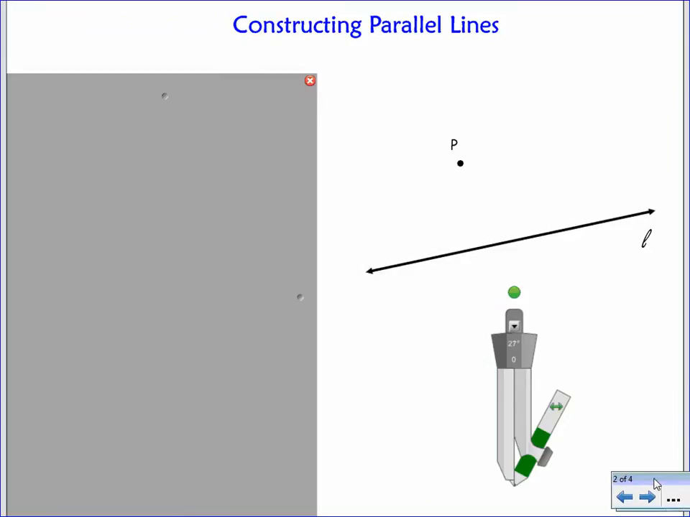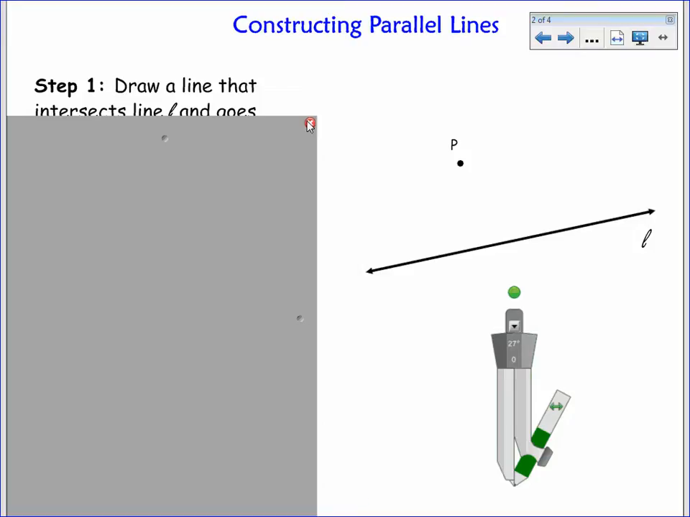So the trick to creating parallel lines is using the theorem or postulate that we had earlier, that when you have congruent corresponding angles, you get parallel lines. So we are going to create congruent corresponding angles. What we want is a line that goes through point P and is parallel to line L.